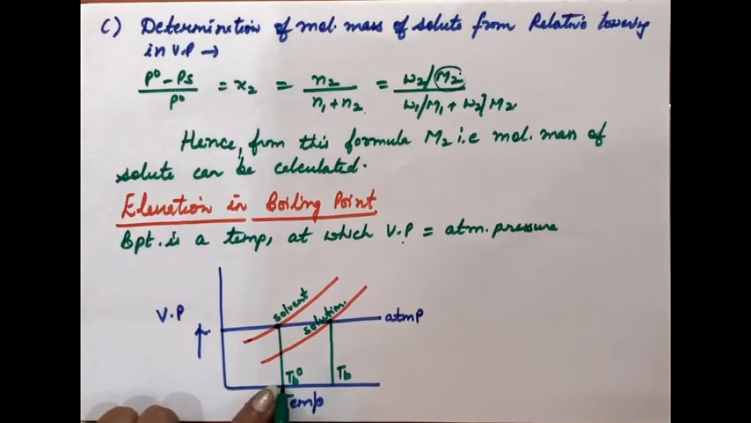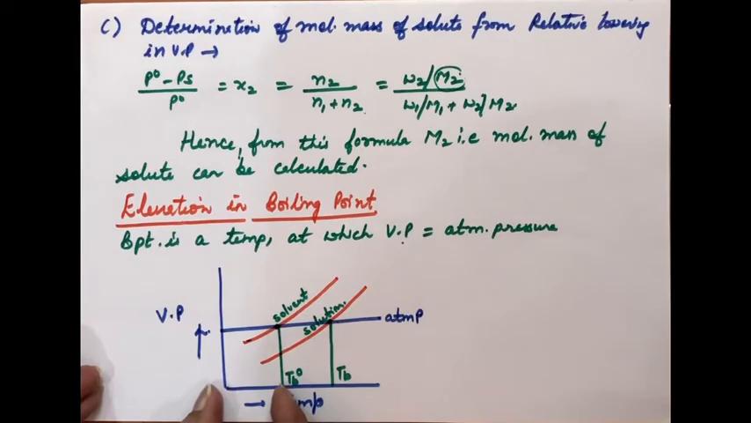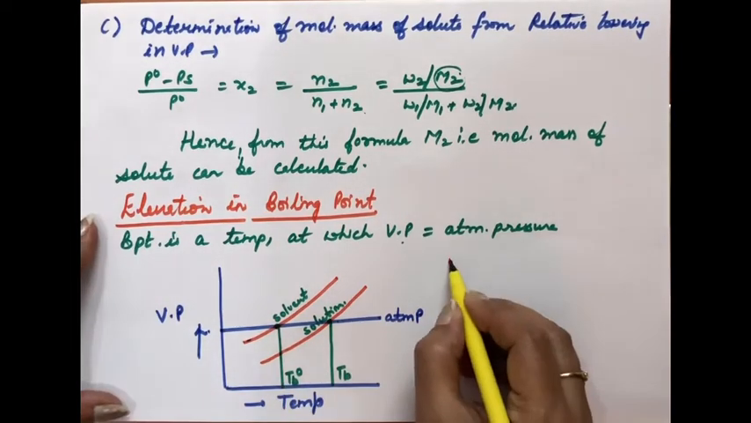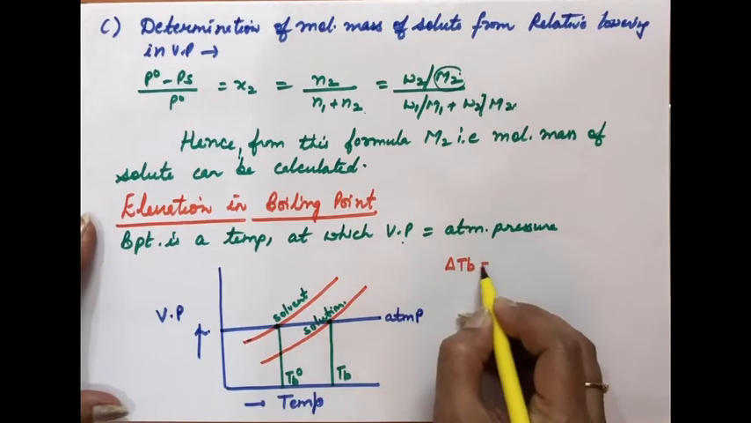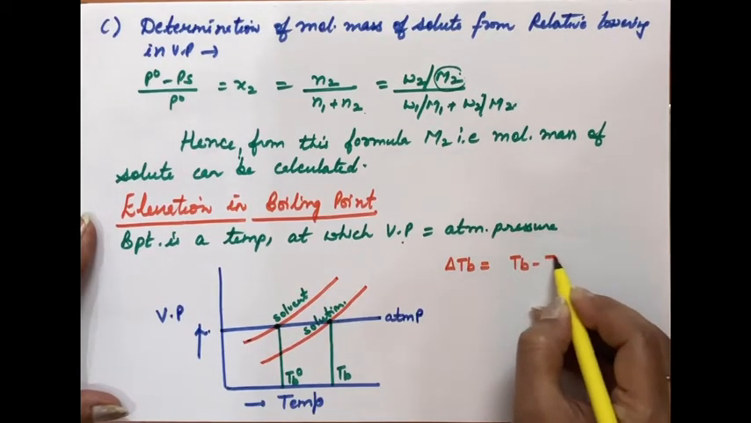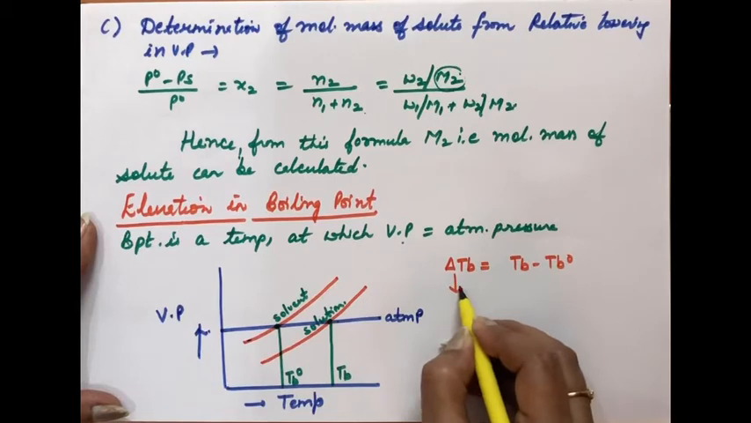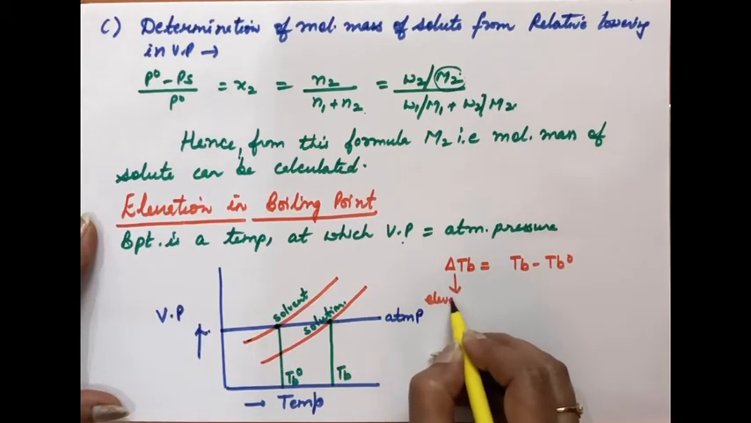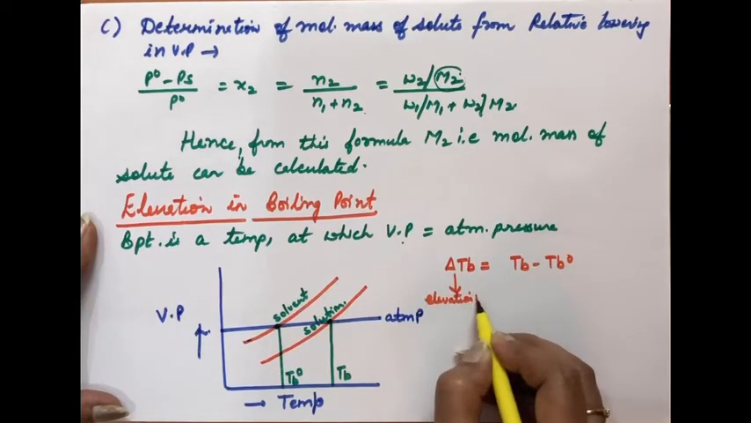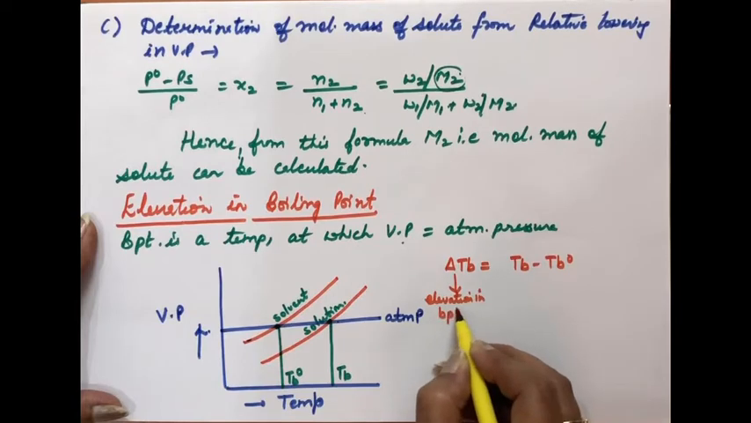So to solvent, when non-volatile solute is added, there is elevation in the boiling point. And how much elevation is there? TB minus TB naught is the elevation in the boiling point, denoted by delta TB. Delta TB is TB minus TB naught. And what is delta TB? This is how much the boiling point is increasing on adding a non-volatile solute to a solvent, elevation in boiling point.